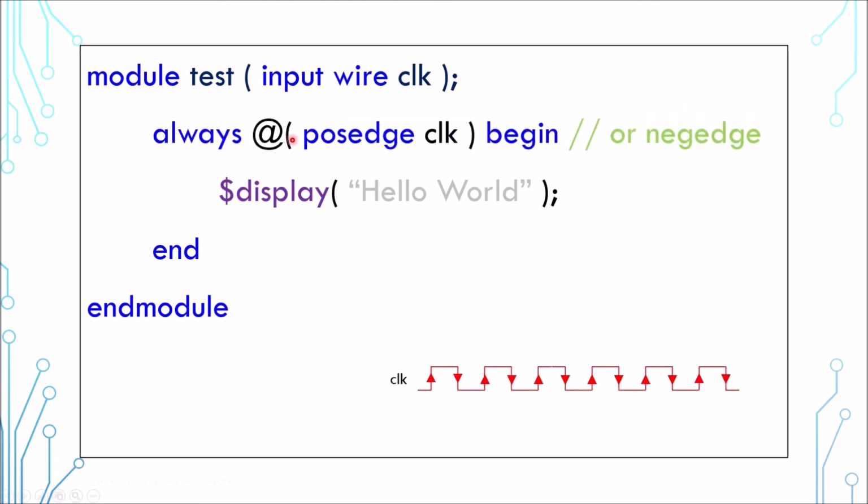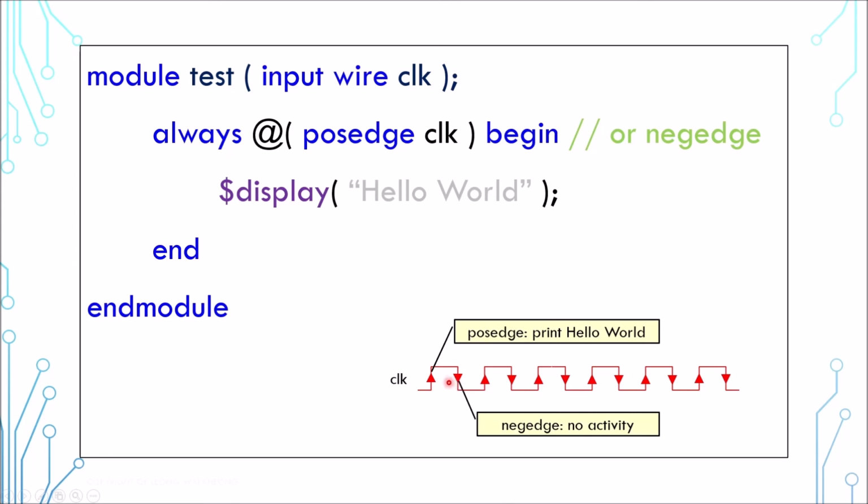You can limit the trigger event by using the syntax posedge or negedge, which means positive edge or negative edge. A positive edge means a toggle from 0 to 1, whereas a negative edge means a toggle from 1 to 0. In this example, hello world will be printed only when the clock toggles from 0 to 1.